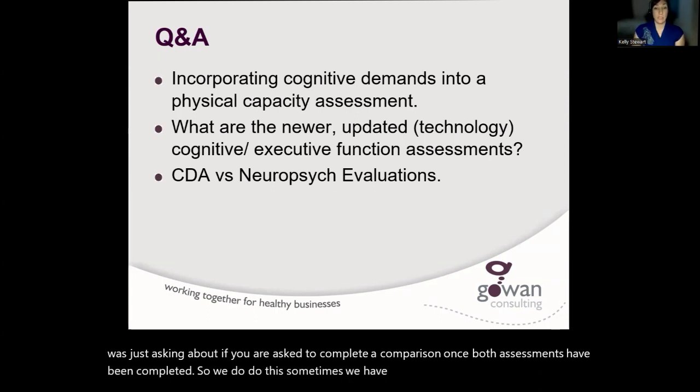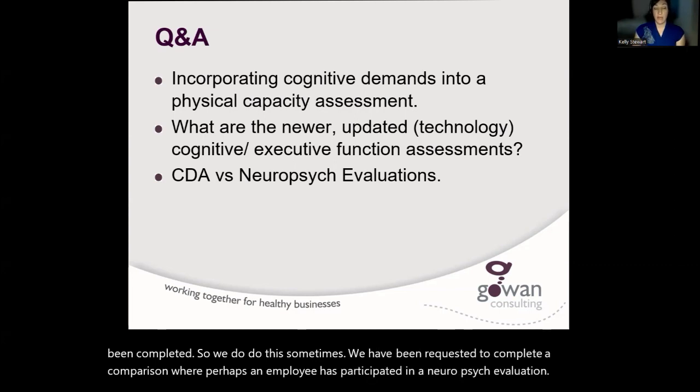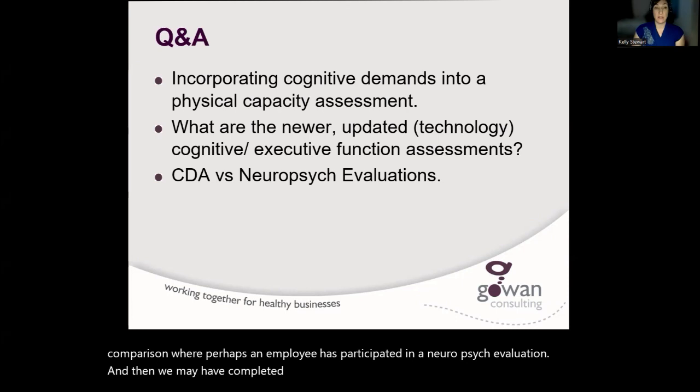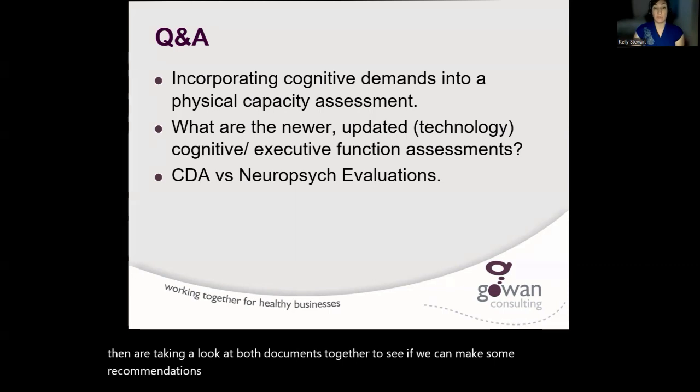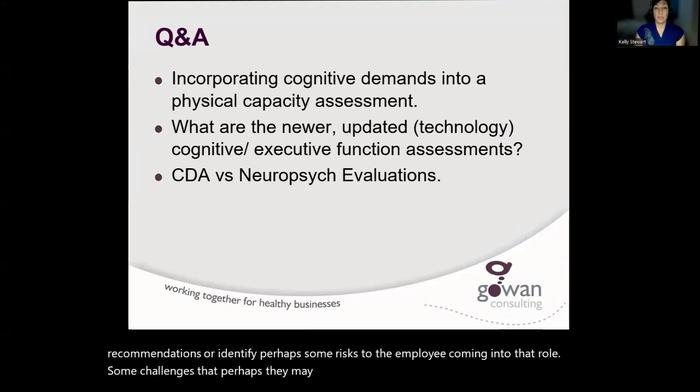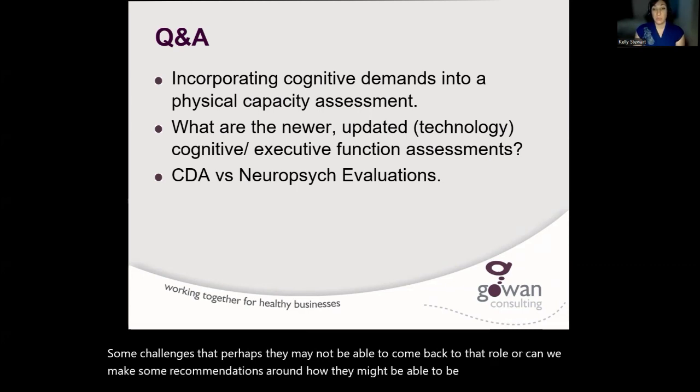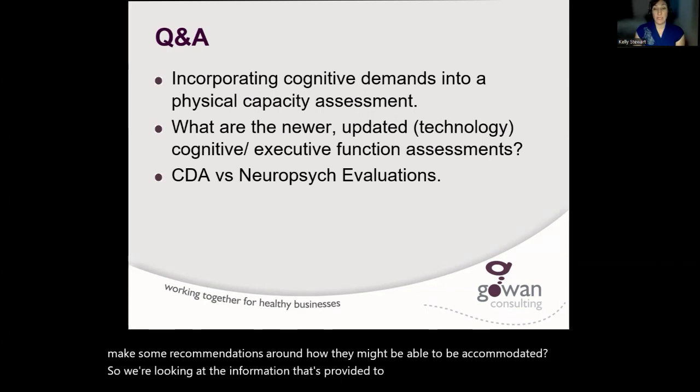We have been requested to complete a comparison where perhaps an employee has participated in a neuropsych evaluation, and then we may have completed a cognitive demands analysis of their specific job role, and then are taking a look at both documents together to see if we can make some recommendations or identify perhaps some risks to the employee coming into that role. Are there some challenges that perhaps they may not be able to come back to that role, or can we make some recommendations around how they might be able to be accommodated? So we're looking at the information that's provided to us on that assessment.